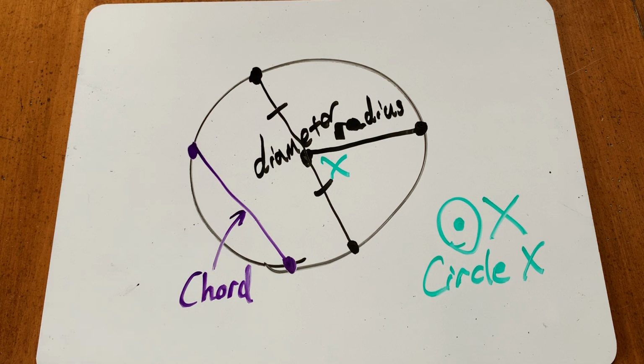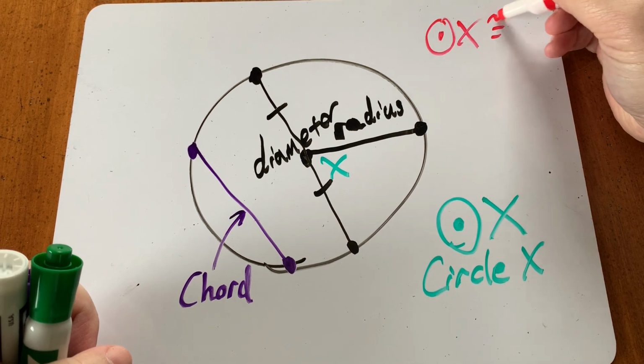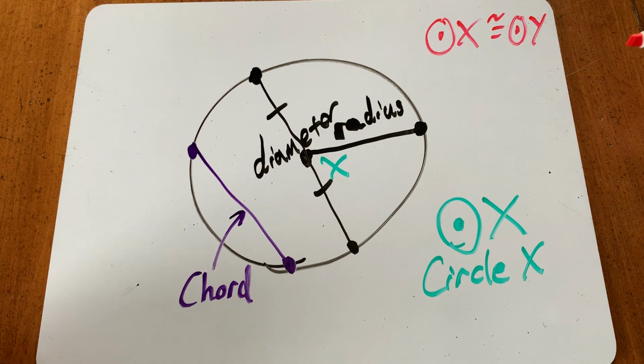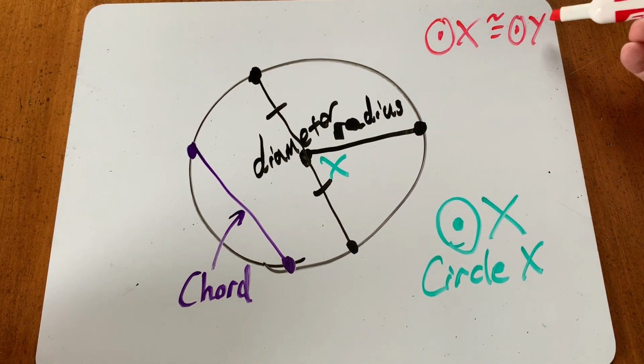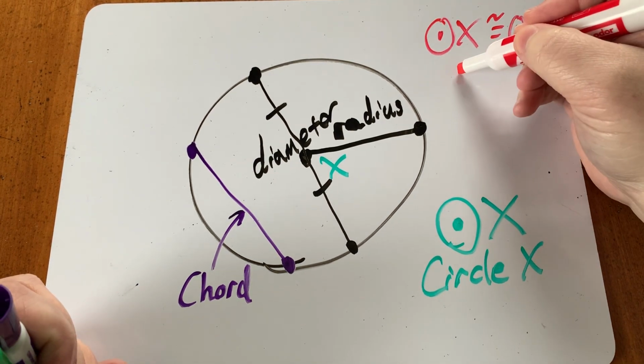If two circles are congruent, we use the same congruent symbol. If two circles are congruent, that means all the distances corresponding with them are congruent. So each radius is congruent, all the diameters are congruent, all the corresponding chords are congruent.